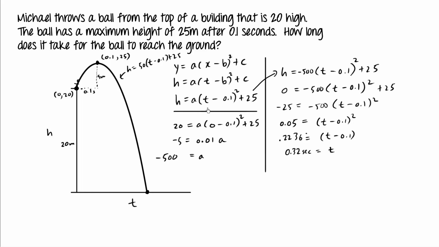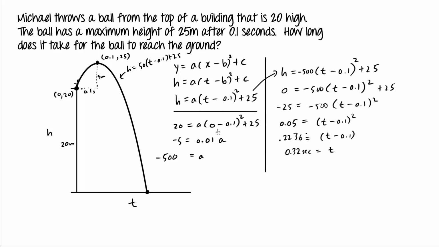Now we're given some more information. The initial point is very useful. The initial point is at 0, time is 0, and the initial height is 20. We simply plug it in. When we plug it in, we get the height is 20, and the time is 0, and these are all numbers except for the variable a. So using some simplification, you can solve that a is negative 500.